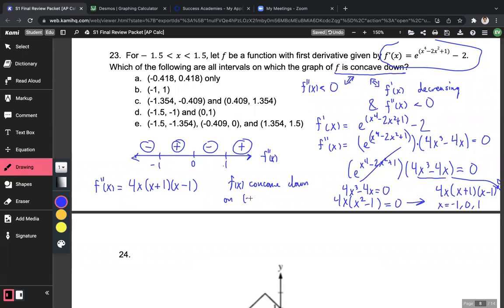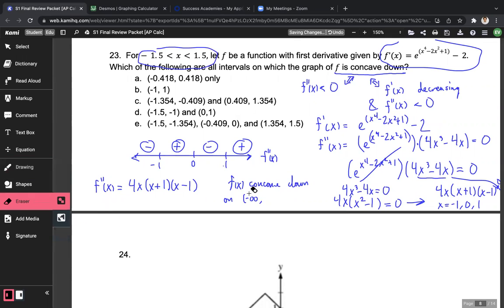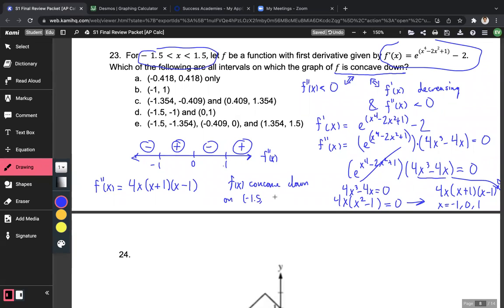And that occurs on the intervals negative infinity. Oh, whoops, I'm sorry, negative 1.5. Got to be careful for what our interval is that we were even looking at. So that occurs from negative 1.5 to negative 1, and from 0 to 1. And that's answer choice D.